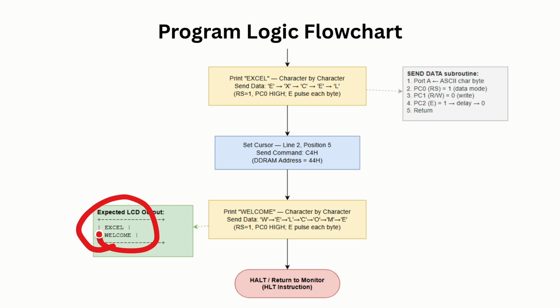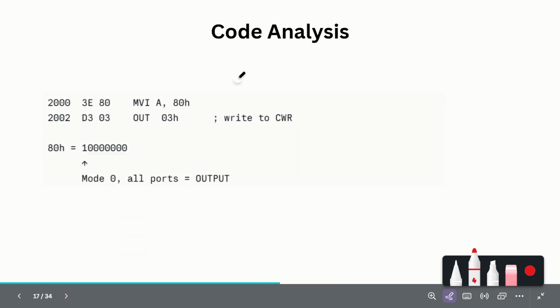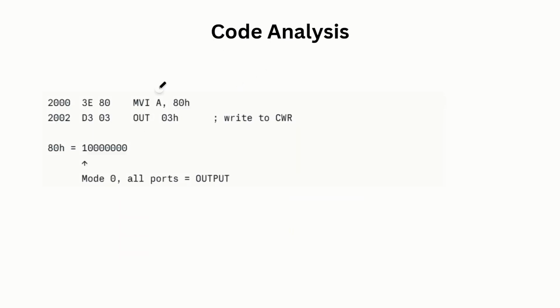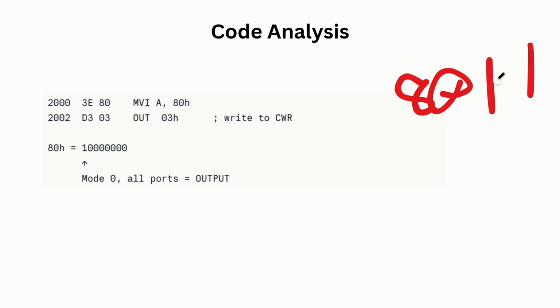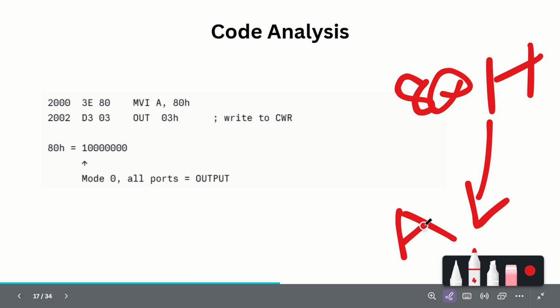Now let's look at the code of our actual experiment. So you can start here. 3E80 corresponds to the mnemonic MVI A, 80H. This is to load the control word 80H into the register A, which is the accumulator. You may ask why we do this. Actually, we do this in every experiment because this is to give the control word to the 8255 PPI.